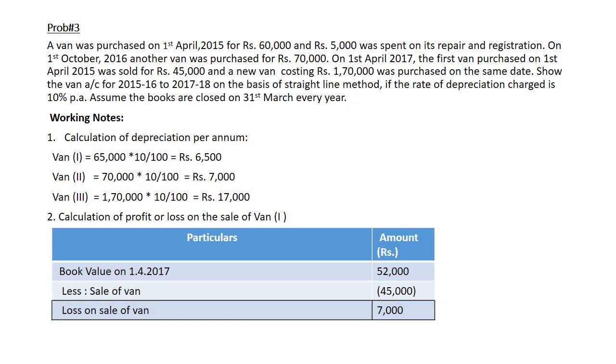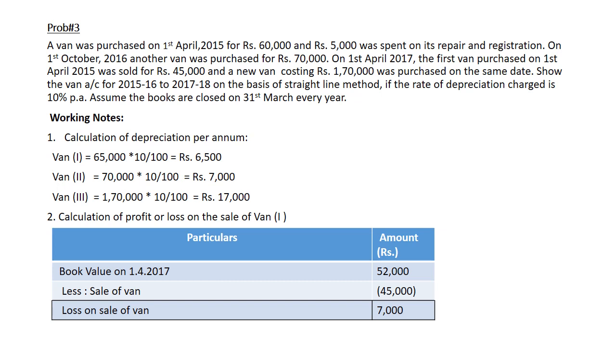Problem 3. A van was purchased on 1st April 2015 for rupees 60,000 and rupees 5,000 was spent on its repairs and registration. On 1st October 2016, another van was purchased for rupees 70,000. On 1st April 2017, the first van, which was purchased on 1st April 2015, was sold for rupees 45,000 and a new van costing rupees 1,70,000 was purchased on the same date.